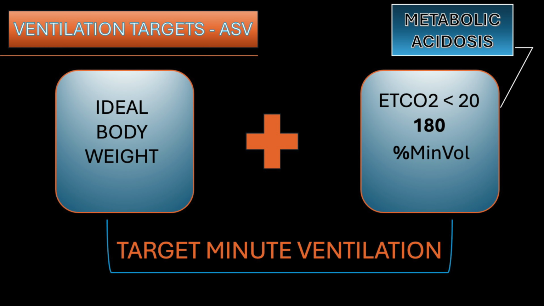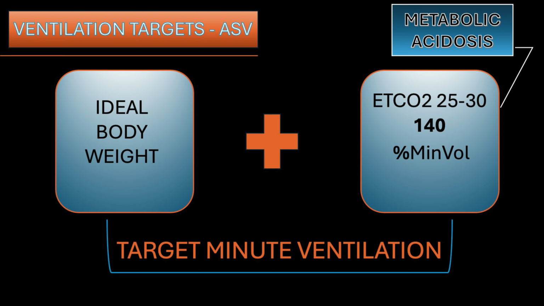For patients with suspected metabolic acidosis and a pre-intubation end tidal CO2 less than 20, the initial percent minute volume is 180%. If the baseline end tidal CO2 is between 20 and 25, start with a percent minute volume of 160. If it hovers between 25 and 30, start with a 140% minute volume.